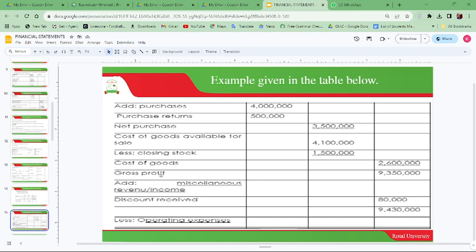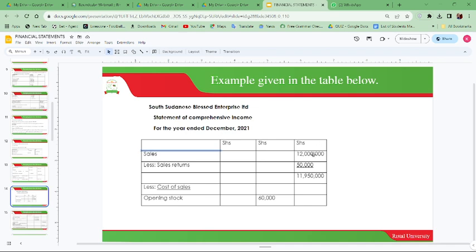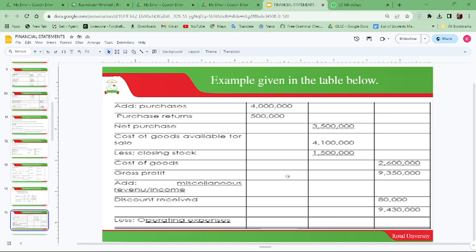So we have gross profit. We get this gross profit by lessing: you get the net sales, then you subtract the cost of goods to be able to get this amount. If you get it in positive, it is gross profit.